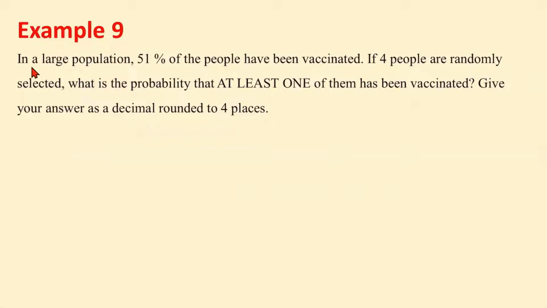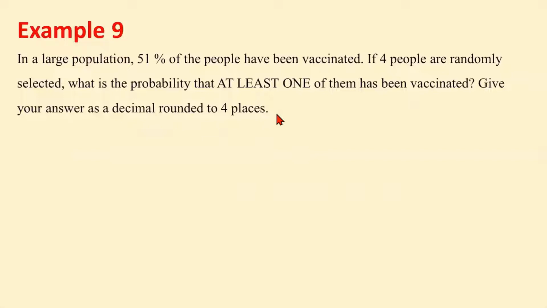Example 9. In a large population, 51% of the people have been vaccinated. If 4 people are randomly selected, what is the probability that at least one of them has been vaccinated? Give your answer as a decimal rounded to 4 places. So this is just like one of the problems we did before.